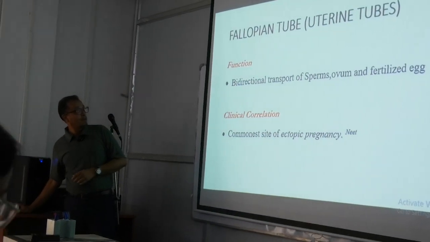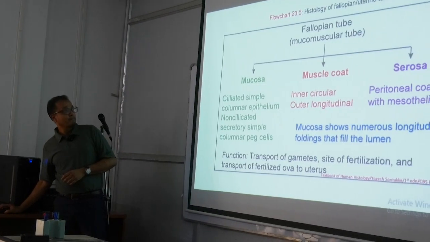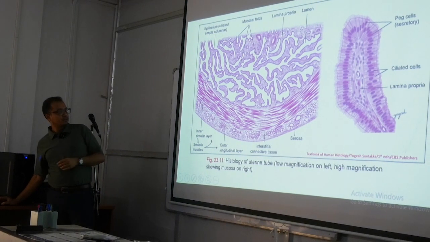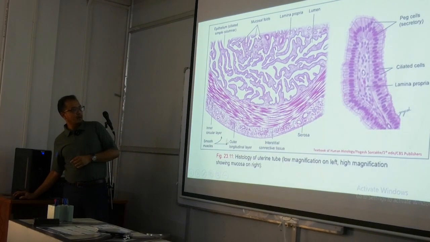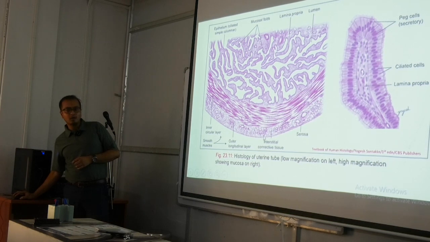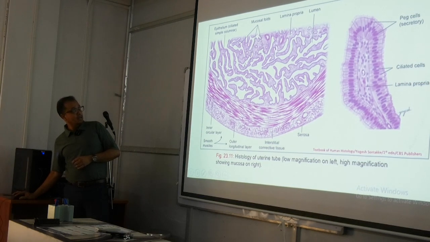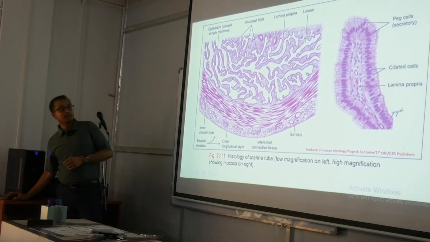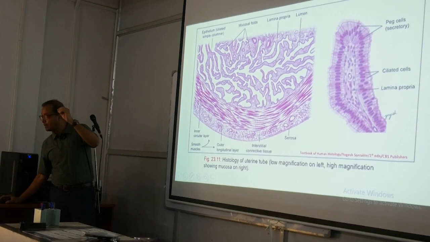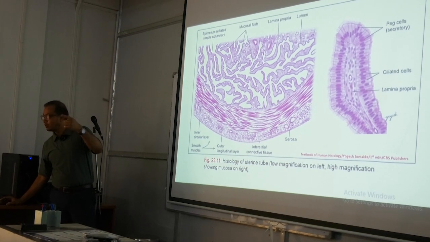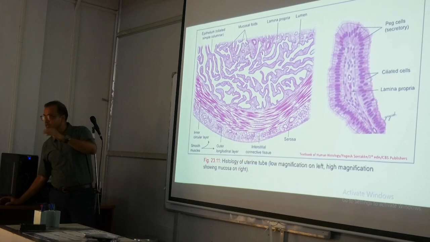Now, histologically, this is how it looks in a schematic picture. Outside, we have the serous layer. Then we have the muscle layer, with inner circular and outer longitudinal layers. And what you are seeing here, the entire thing, is the epithelium. The epithelium consists of two elements. One is the cells. What kind of cells? There are two types: ciliated columnar epithelium and peg cells, which are support cells.